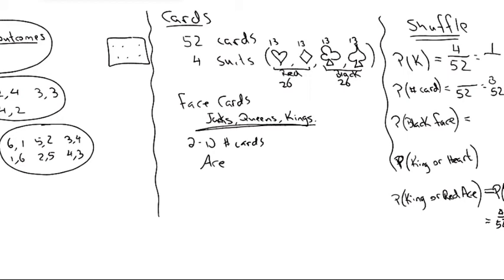Most people don't do that though. But I need to show you how this is different than the king or the heart. So we have probability king, probability red ace. We can add them together. They have a common denominator. That would be 6 out of 52, which is the same as 3 over 26, which is 3 out of 26.